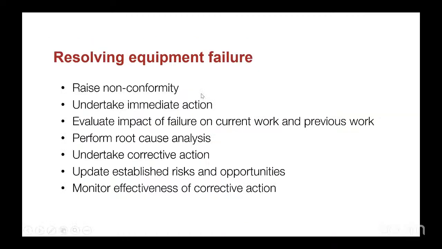So when resolving an equipment failure, it raises a non-conformity. Now we are going to talk about non-conformity event during the course of the training. So you raise a non-conformity. Non-conformity is any action that is a deviation from the process. Undertake the immediate action. So when we are discussing non-conformity, you understand what is immediate action. Immediate actions are actions that you take, a short action, an action that you take immediately to salvage the situation. During non-conformity, I will discuss that extensively.